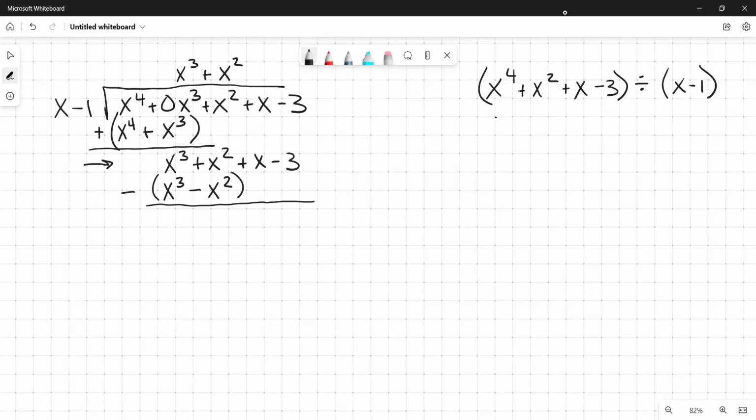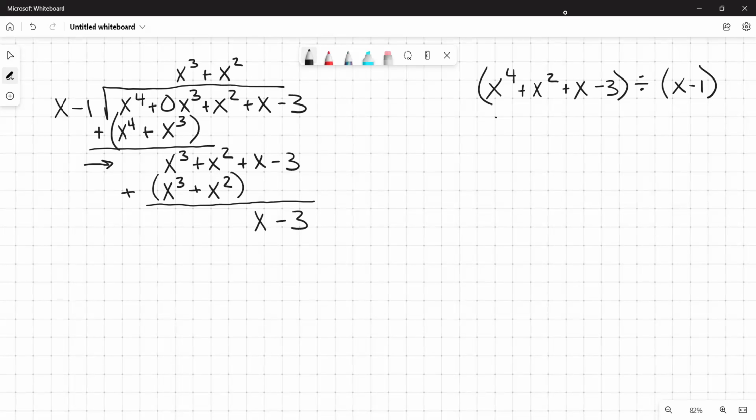The x to the 3rd minus x to the 3rd cancels. The x squared minus negative x squared is a keep change change. That becomes a 0, so we bring down the x minus the 3. Now we're going to divide the x into the x minus 3.